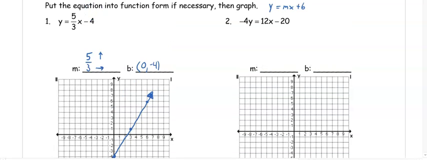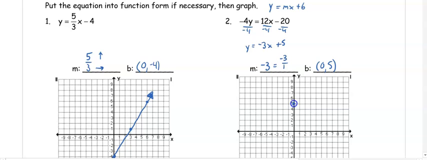Now we have -4y equals 12x minus 20. So it's not in y equals, so we're going to divide everything by -4. So y equals -3x plus 5. So our slope is -3, which we can write as -3/1 to remind us there are two directions to go. And then our y-intercept is 5.